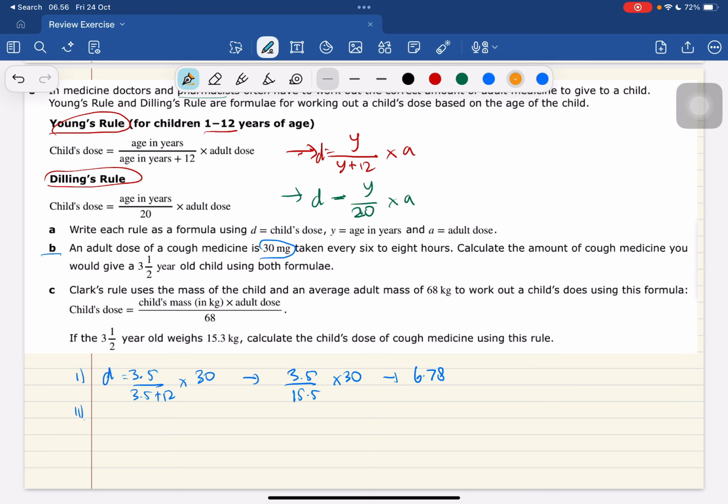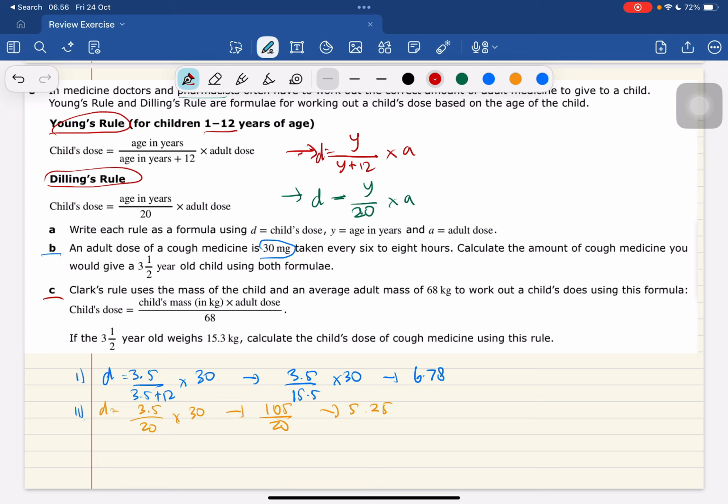Next, for the second rule. The second rule is going to be D equal to age in years 3.5, we divide it by 20, times 30. So this will give us 3.5 times 30 is 105, and divided by 20 will be 5.25.